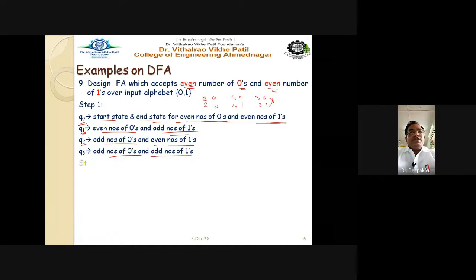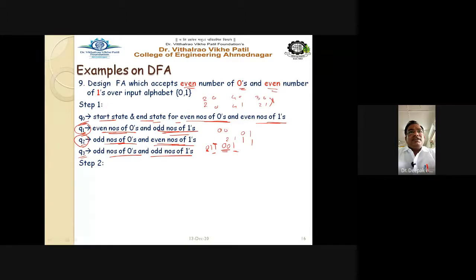So what is the meaning of this? Suppose the string is 0 0 1, that is nothing but odd number of 0 and odd number of 1. Then you have to go to the Q3 state. If the string is 0 0 1, that is nothing but even number of 0 and odd number of 1. Even number of 0 means two 0s and one 1, so even number of 0 and odd number of 1 means you go to the Q1 state. If the sequence is like 0 1 1, that means odd number of 0 and even number of 1, then you have to go to the Q2 state. So this is the way.